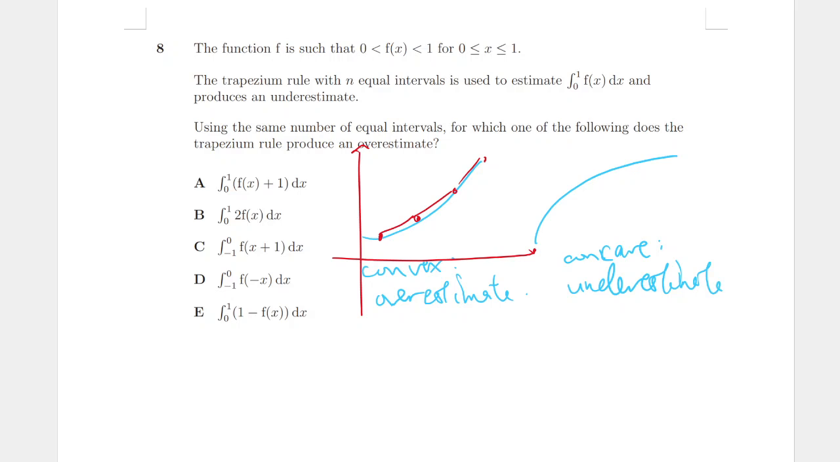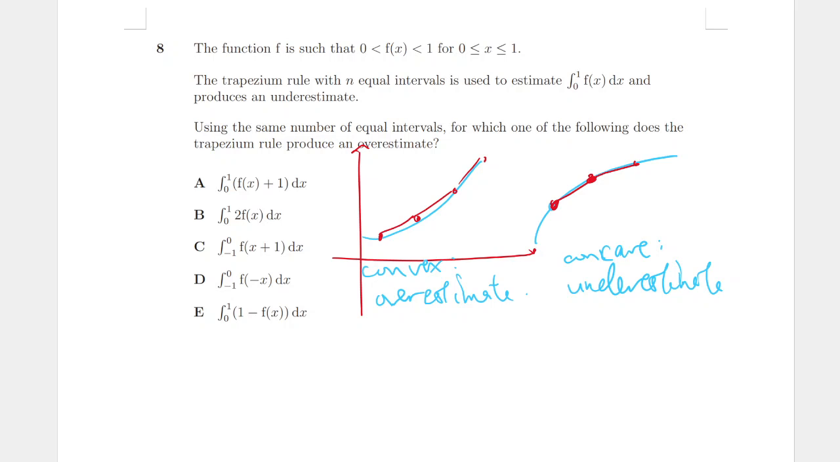Why? Because, again, just drawing the picture. Again, the red straight lines are below the blue. Yeah? It's below the blue. That's why it's an underestimate. Good. Okay, so off we go. Let's check all of these then.